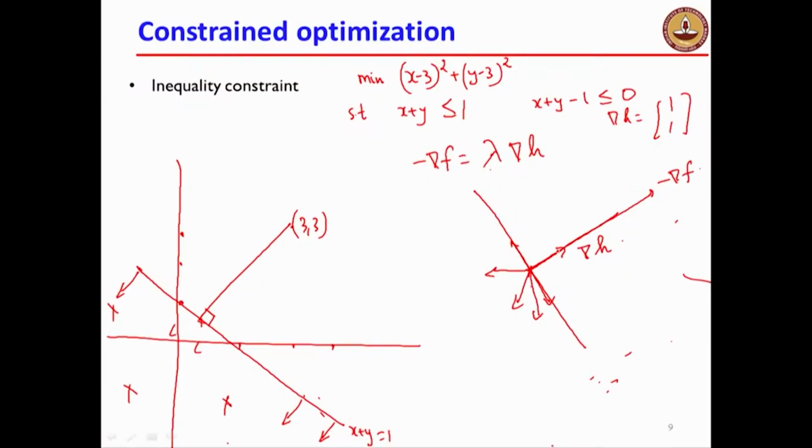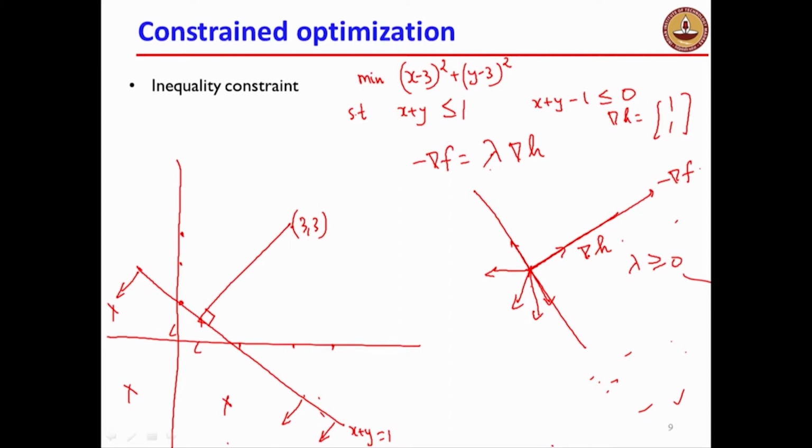The sign of lambda is important. In the previous case, I argued that the sign of lambda was not important because I could flip the sign of h and the grad h direction also flipped, therefore the sign of lambda could change. But in this case, with inequality constraints, I cannot make the same argument. Whatever sign lambda has over here, that is important. In this case, lambda was greater than or equal to 0 because minus grad f and grad h are pointing in the same direction. So this scalar has to be positive.